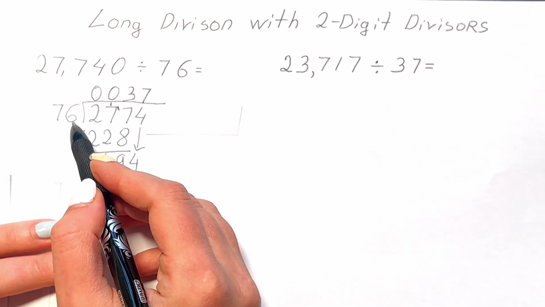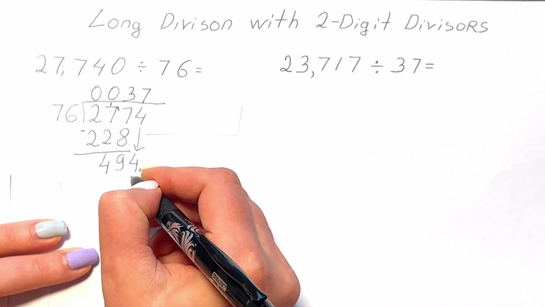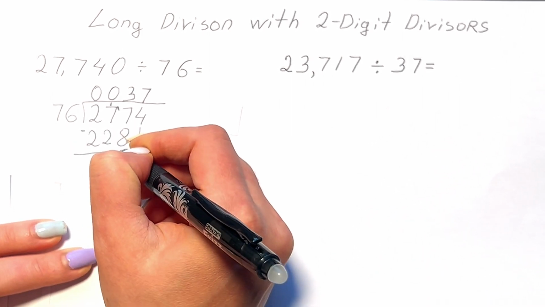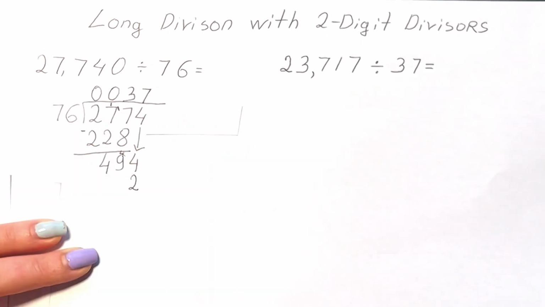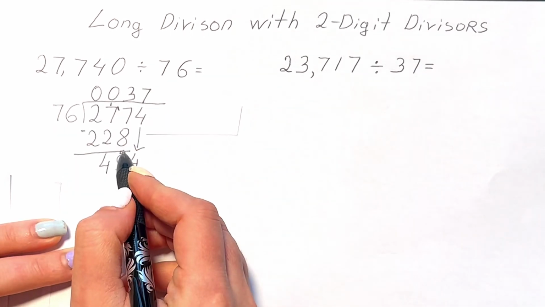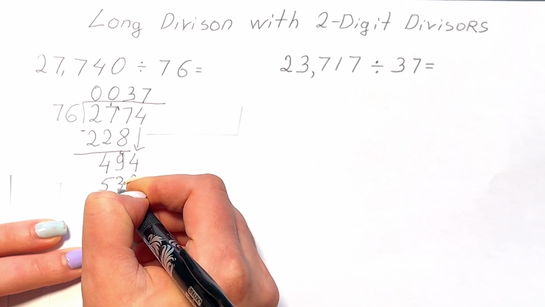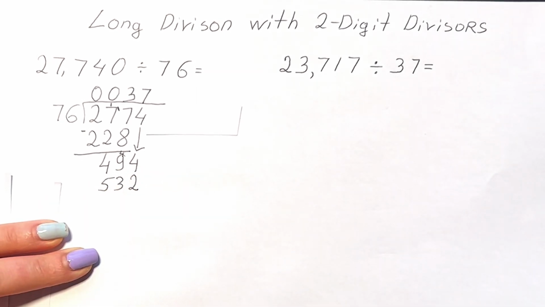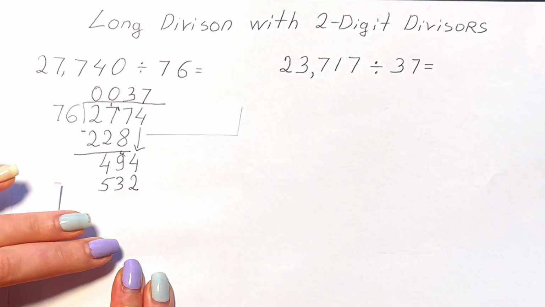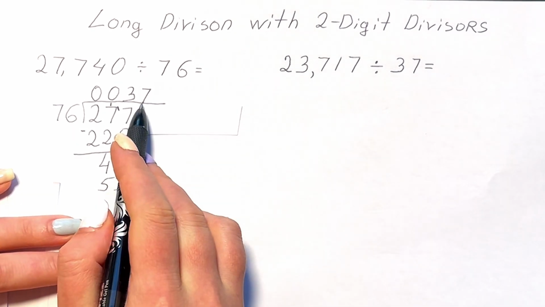7 times 6 is 42. I'm going to put the 2 and carry 4. 7 times 7 is 49. 4 more will be 53. 532 is bigger than 494. It means our imaginary number 7 is not working.